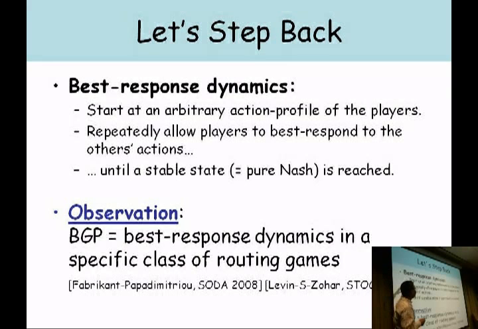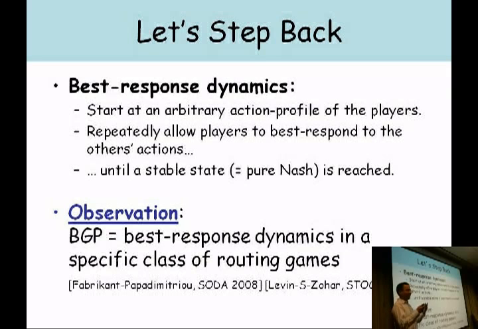So best response dynamics is arguably the most natural procedure for reaching a pure Nash equilibrium in a game. Basically, you start at some arbitrary action profile of the players, and you repeatedly allow players to best respond to the others' actions. That is, to choose actions that maximize their utility given what the others are currently doing. And this goes on, hopefully, until a stable state, which has to be a pure Nash equilibrium of the game, is reached. And an observation is that intuitively, BGP is best response dynamics in a specific class of routing games.